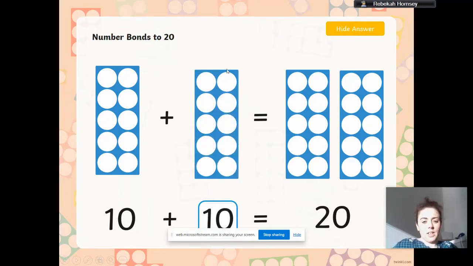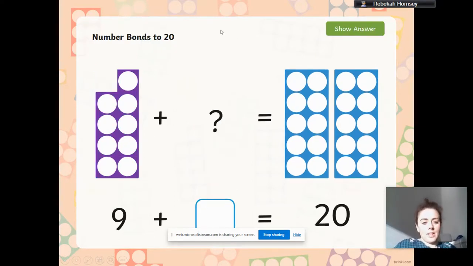So if I count all of these and all of these, it should make 20. 1, 2, 3, 4, 5, 6, 7, 8, 9, 10, 11, 12, 13, 14, 15, 16, 17, 18, 19, 20. 10 add 10 equals 20. That's a number bond. This time I've got the number 9. What do I add to 9 to make 20?